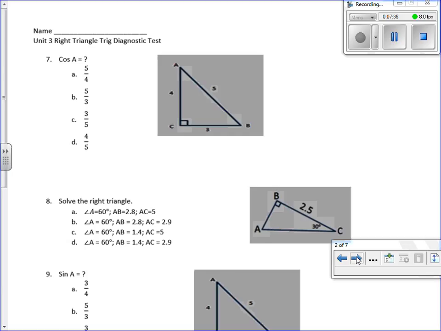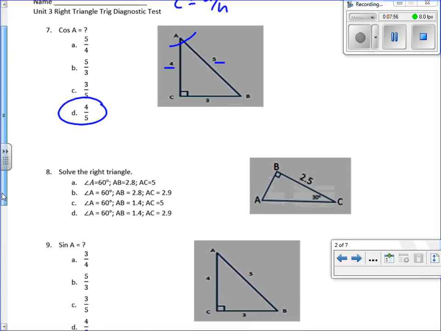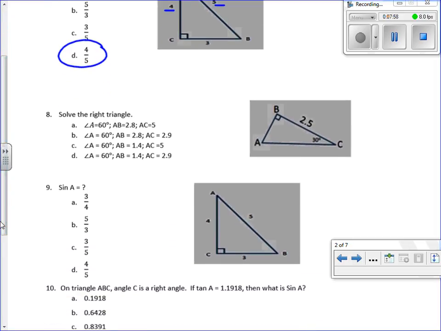Number 7, we are asked to find the cosine of A. Here's A. Cosine equals adjacent over hypotenuse. So this is the adjacent side. This is the hypotenuse. So that would be 4 over 5. Number 7 is D. That would be an instance where you wouldn't have to show any work. You can just look at it and get the picture.